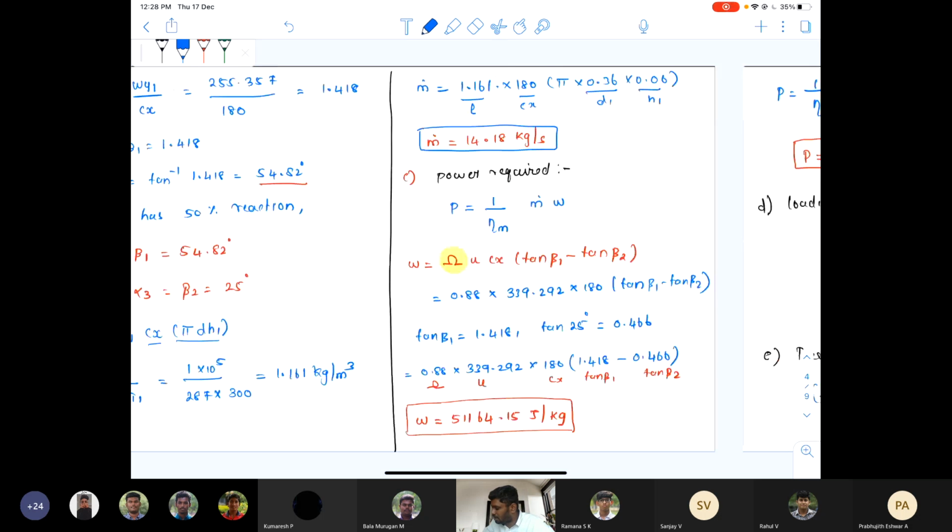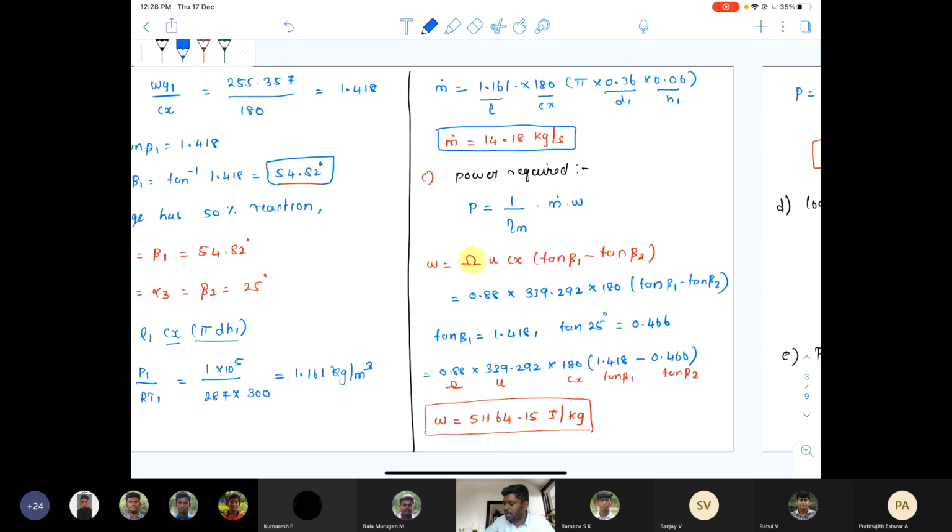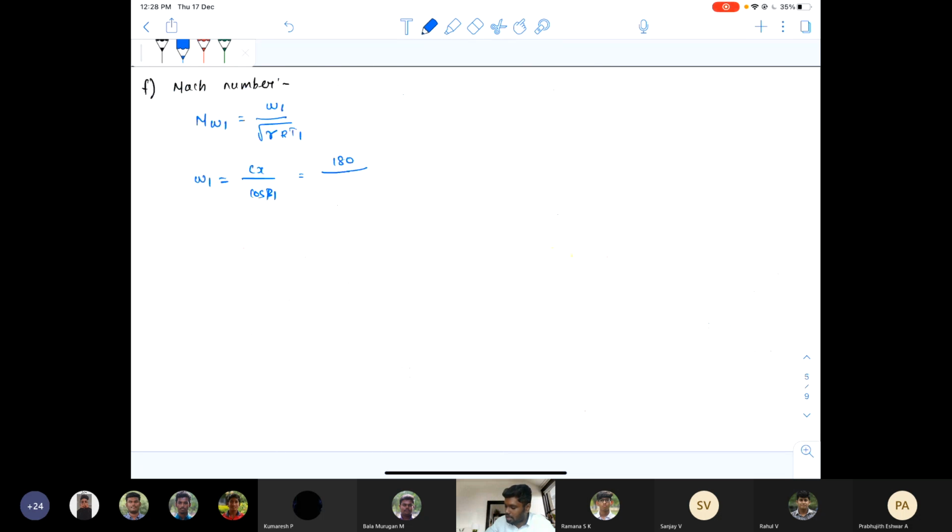The value of beta 1 we have found out. The value of beta 1 is equal to 54.82. Substituting cos of 54.82, you will be getting the value of W1 is equal to 312.5 meter per second.